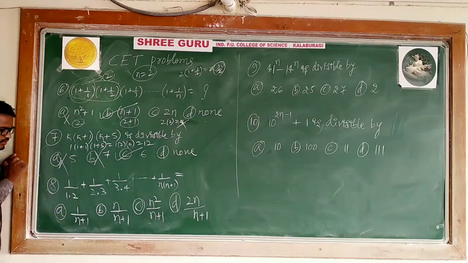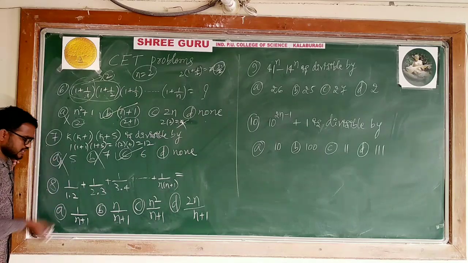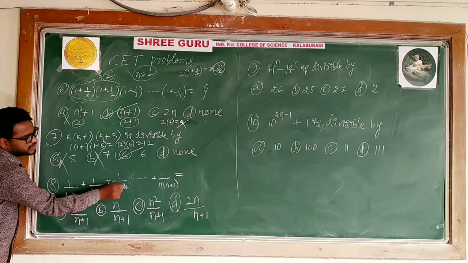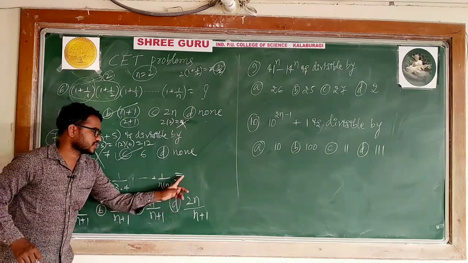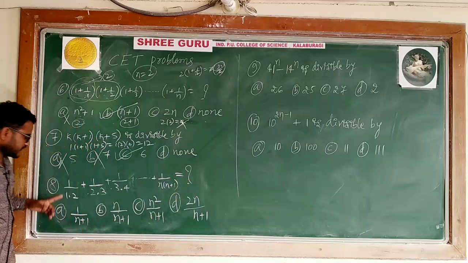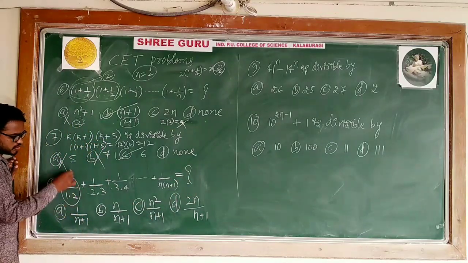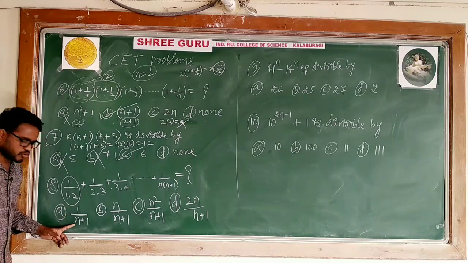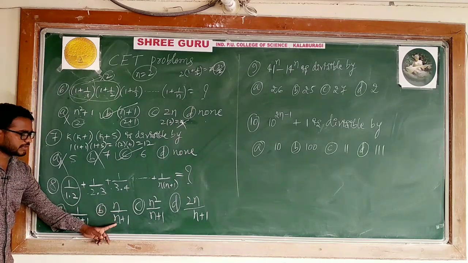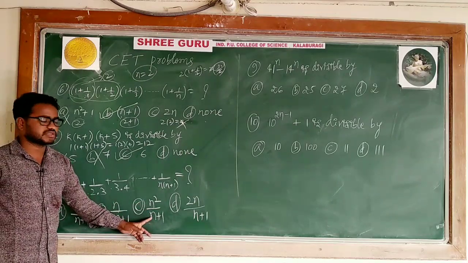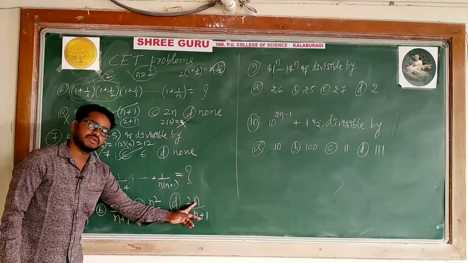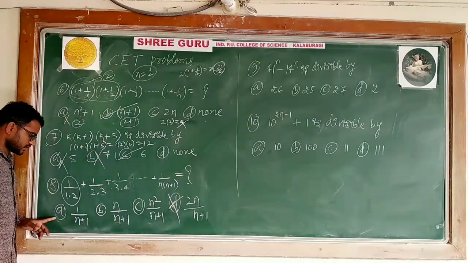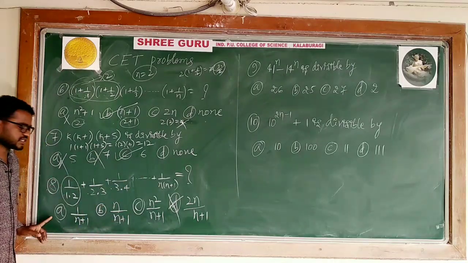Now the 8th one, easily you can use a very small trick. 1 divided by 1 into 2 plus 1 divided by 2 into 3 plus 1 divided by 3 into 4 plus so on, 1 divided by n into n plus 1, is equal to what, he is asking. In the case of n is equal to 1, if you substitute, you should get 1 by 2. 1 divided by 1 into 2, that is 1 by 2, should come. For n is equal to 1, 1 by 2 comes. n is equal to 1, 2 divided by 2 gives 1, so that one goes. Out of 4 options, 1 option goes, but 3 options are satisfying.